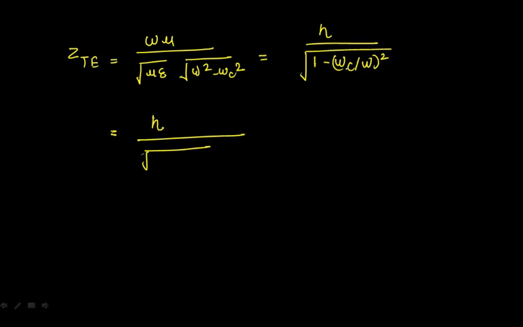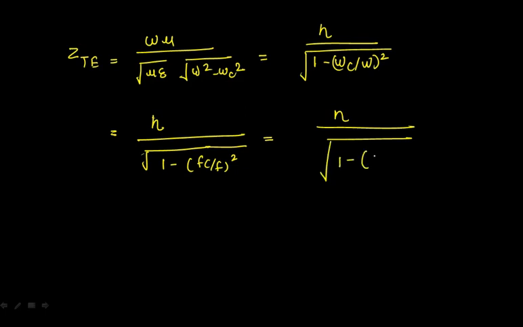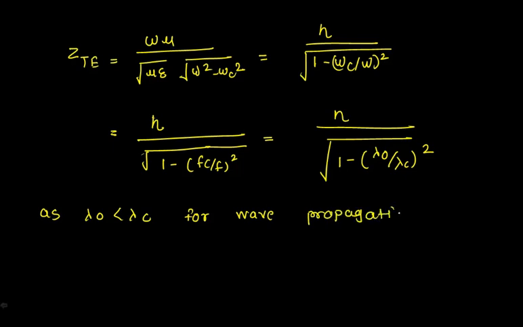So I know that omega c is nothing but 2 pi fc, and this will be 2 pi f. So the 2 pi will get cancelled, and whatever I get is nothing but 1 minus fc by f, whole square. Or in terms of wavelength I'll write here eta divided by square root of 1 minus lambda 0 by lambda c, whole square. Now, as we know, to have a propagation, lambda 0 must always be less than lambda c. Okay, so this is a very important thing. To have wave propagation, always your lambda 0 must be less than lambda c.